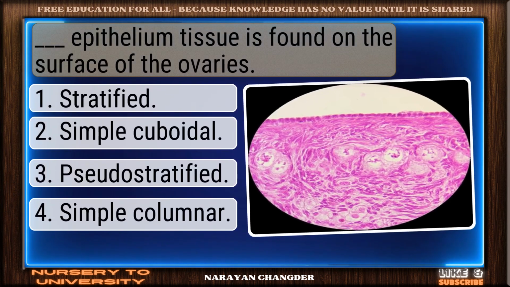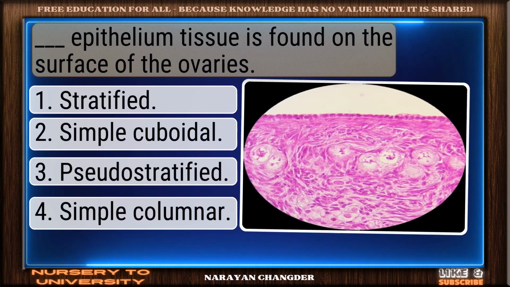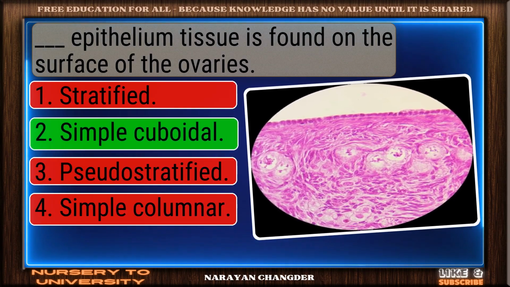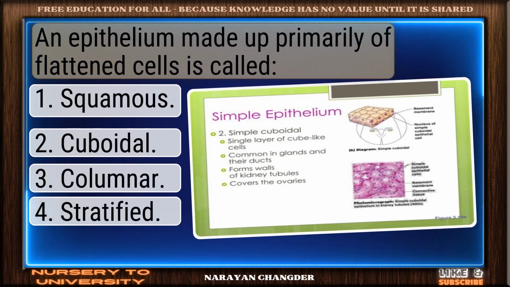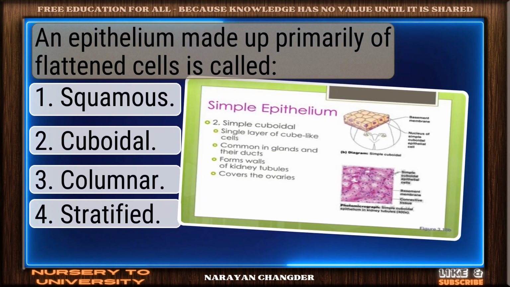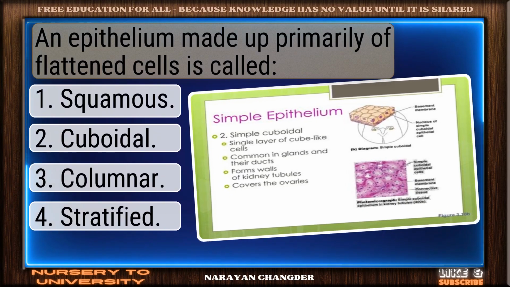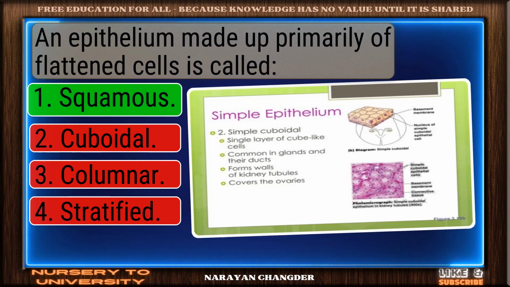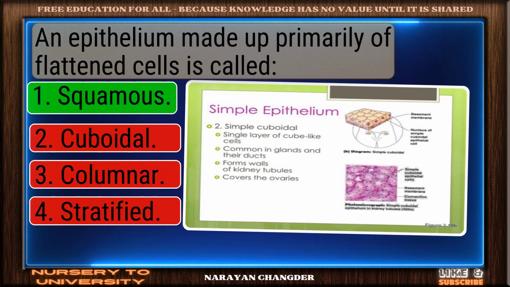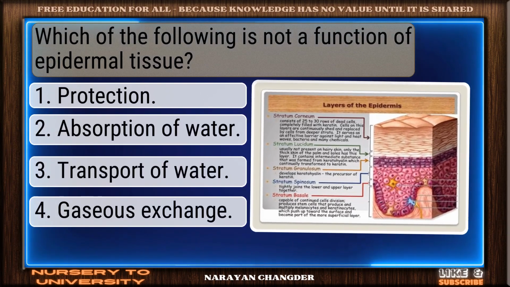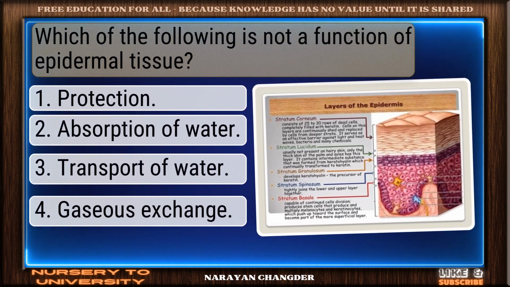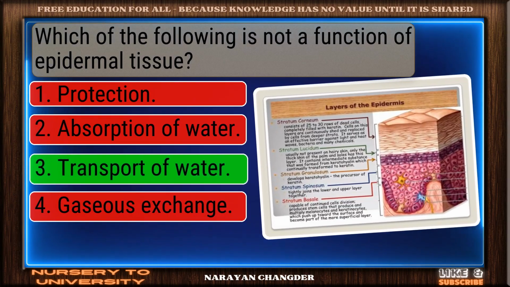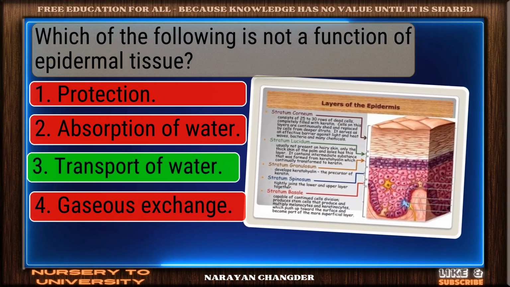Question number 45. Dash epithelium tissue is found on the surface of the ovaries. Valid point. Simple cuboidal is true. Question number 46. An epithelium made up primarily of flattened cells is called? Perfect. Squamous is the correct choice. Question number 47. Which of the following is not a function of epidermal tissue? Solid response. Transport of water is a valid choice.